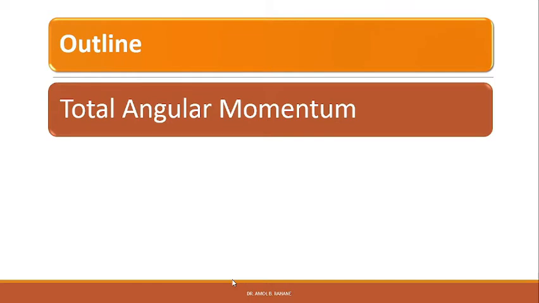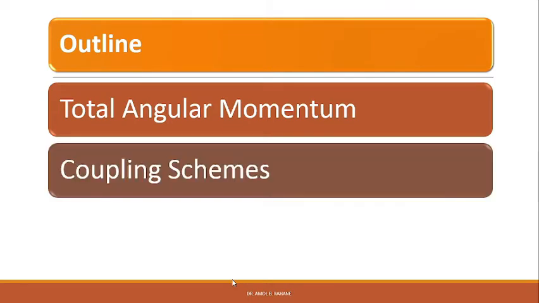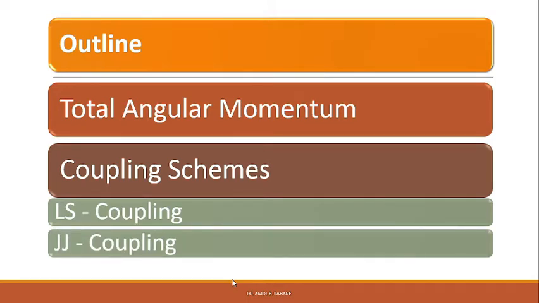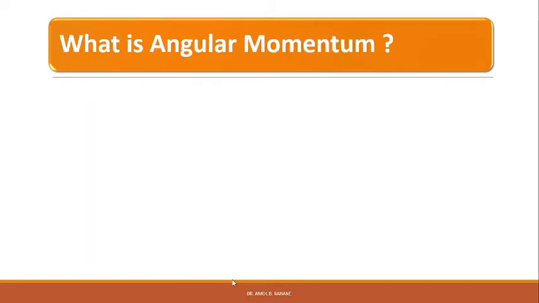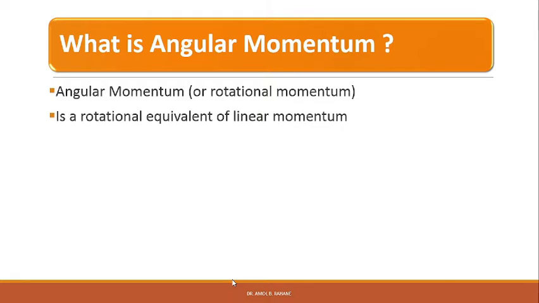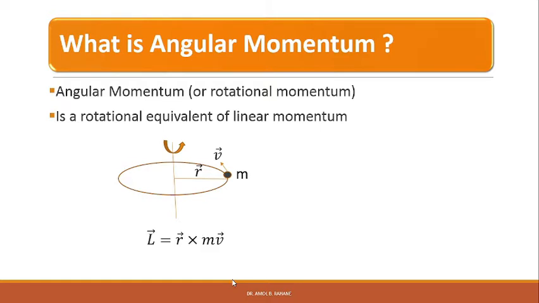So, we will study the total angular momentum and various coupling schemes like LS coupling and JJ coupling. So, what is angular momentum? Angular momentum or rotational momentum is a rotational equivalent of linear momentum. If a body of mass m is rotating about an axis at a distance r, then the angular momentum of the body is given by L is equal to r cross mv, which is equal to r cross p.